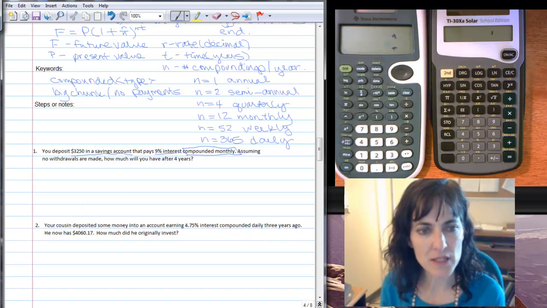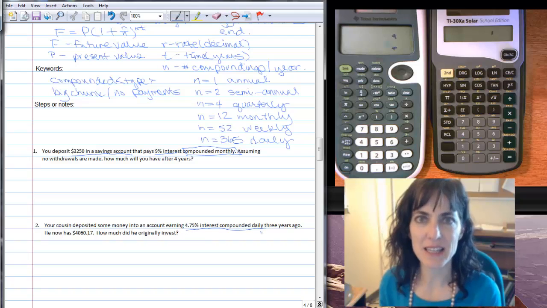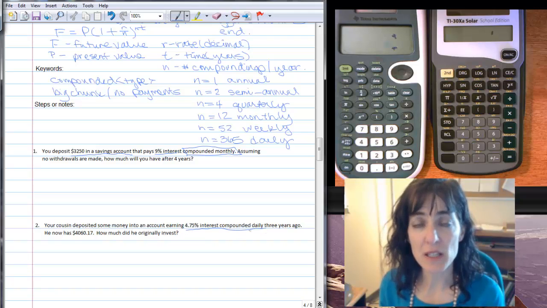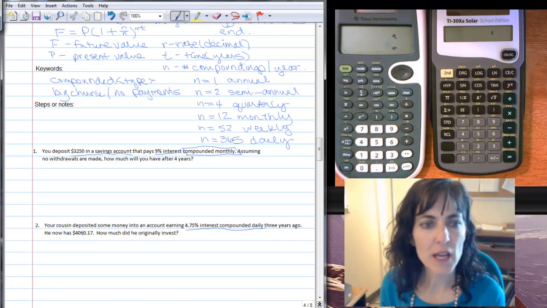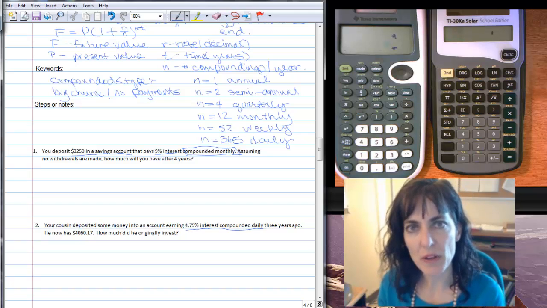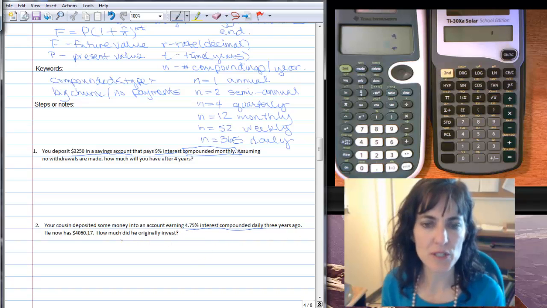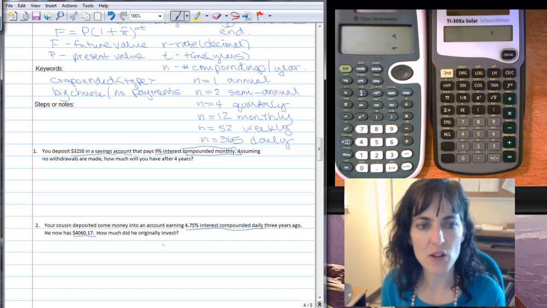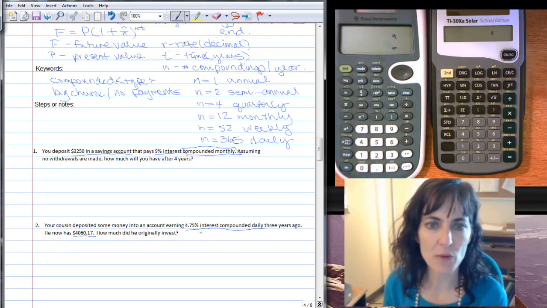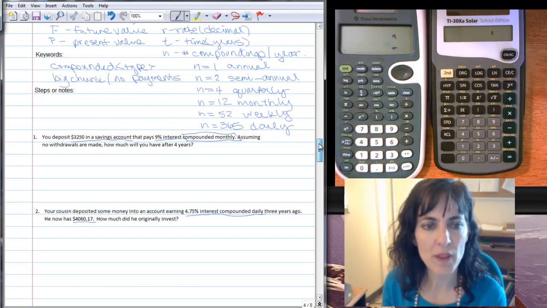Your cousin deposited some money into an account earning 4.75% interest compounded daily. So that compounded daily tells me general compounding formula, and he deposited a chunk of money. He's not depositing every month, so that tells me compound interest formula as well. He now has $4,060.17. How much did he originally invest? And that one looks a little bit harder to me, so I'll go ahead and model that one for you.